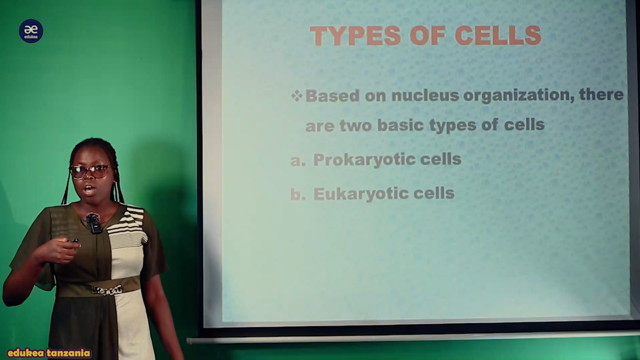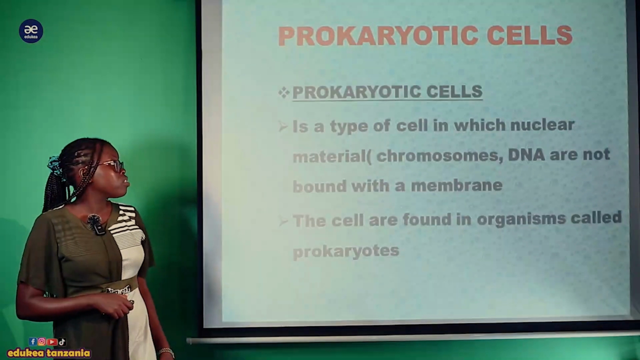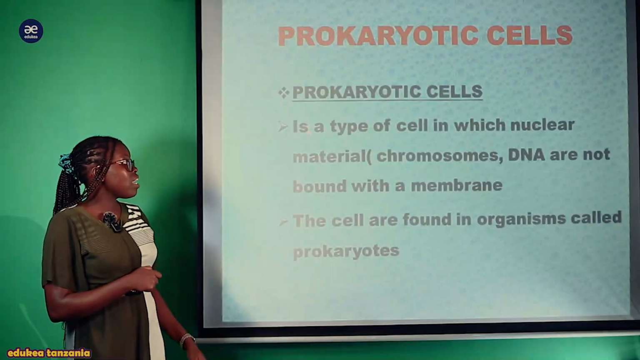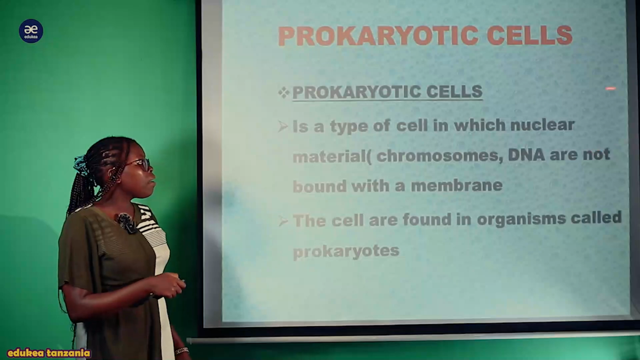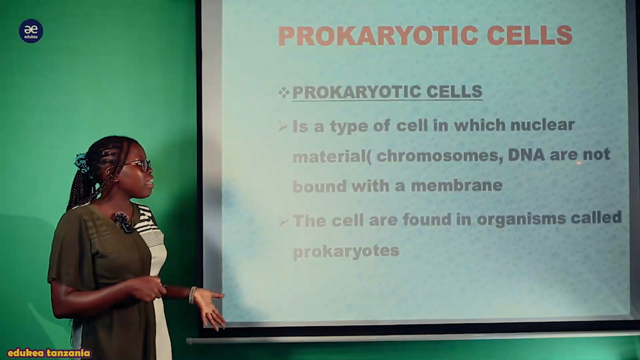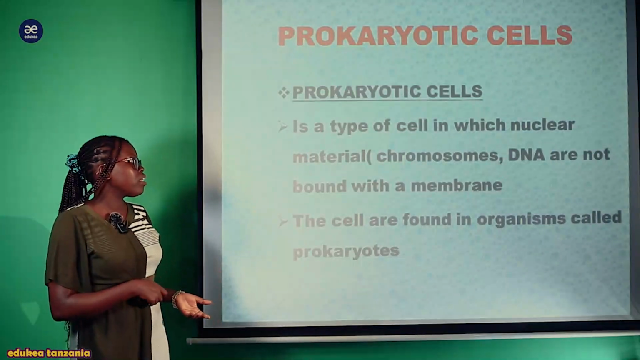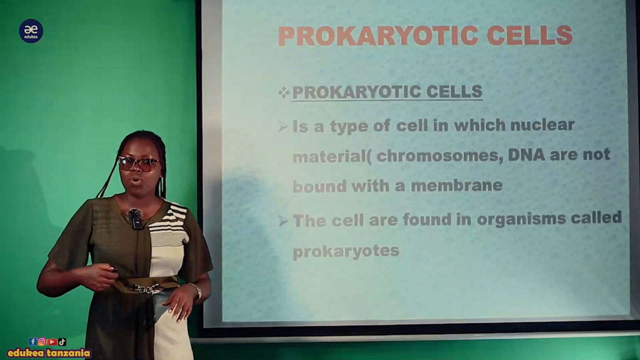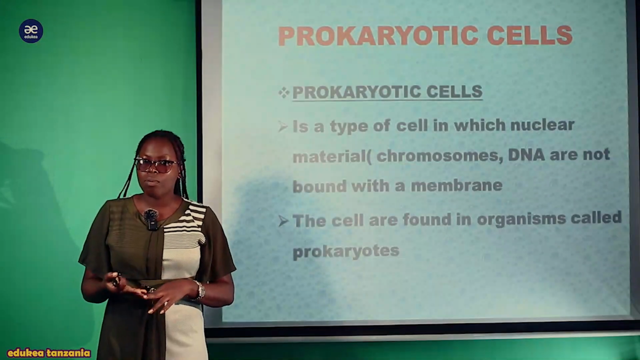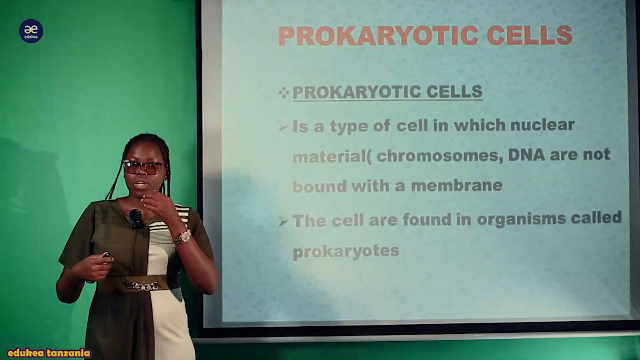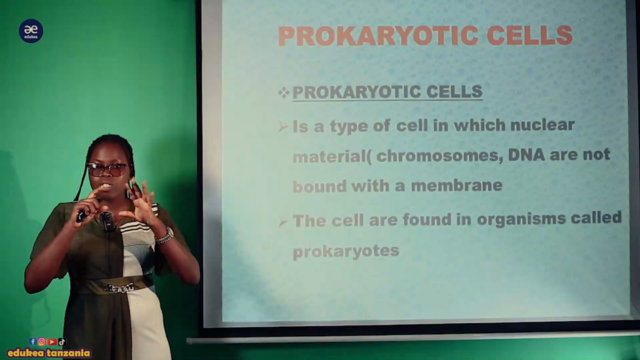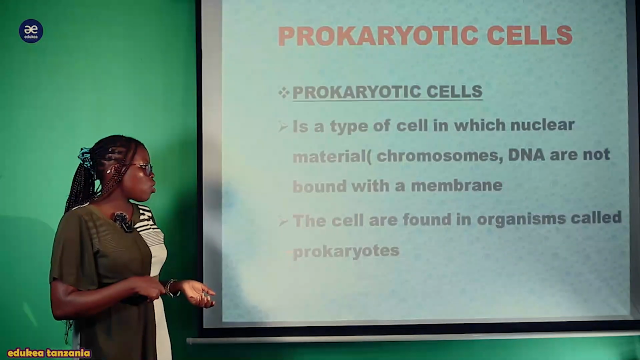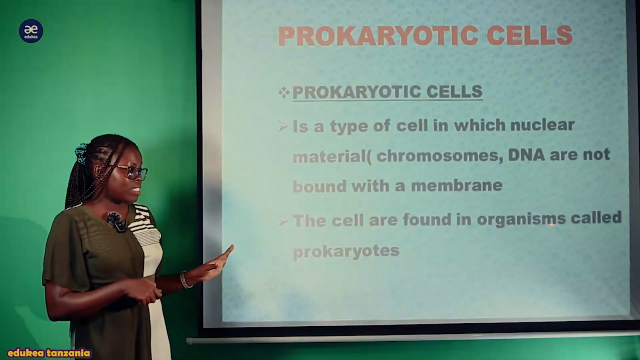What is prokaryotic cell? A prokaryotic cell is a type of cell in which nuclear material known as chromosome, DNA are not bound within the nuclear membrane. So hapa ni cell ambayo tunasema the one which lacks true nuclear membrane, ambapo nuclear chromosome and DNA azipo within the nuclear au azina nuclear membrane ambazo zimezihold together. Also, the cell is found in organisms called prokaryote. Hizi hapa inapatikana kwa organism which are called prokaryote. Prokaryote, this organism which lacks true nucleus.